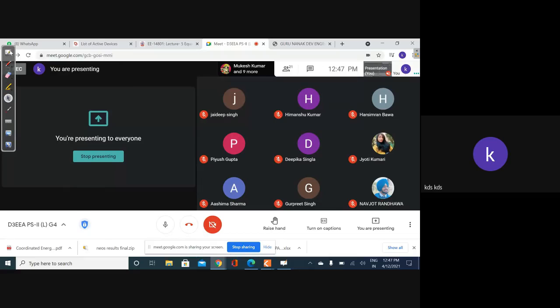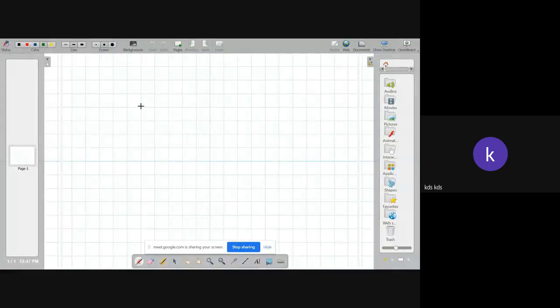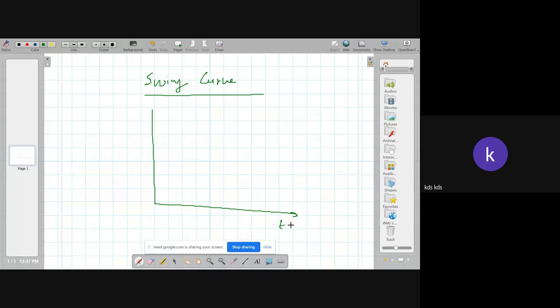and the condition of the power system stability. So I think this whiteboard is visible to you. So swing curve. So swing curve is a plot of delta versus time.